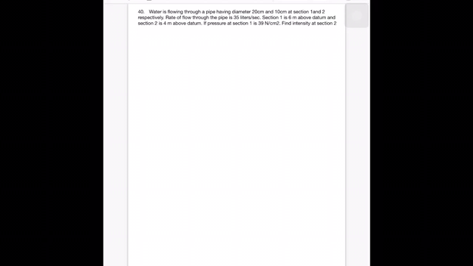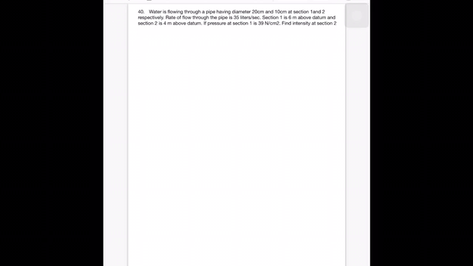Water is flowing through a pipe having diameter 20 cm and 10 cm at sections 1 and 2 respectively. The rate of flow through the pipe is 35 liters per second. Section 1 is 6 meters above datum and section 2 is 4 meters above datum. If pressure at section 1 is 39 Newton per centimeter square, find the intensity at section 2.